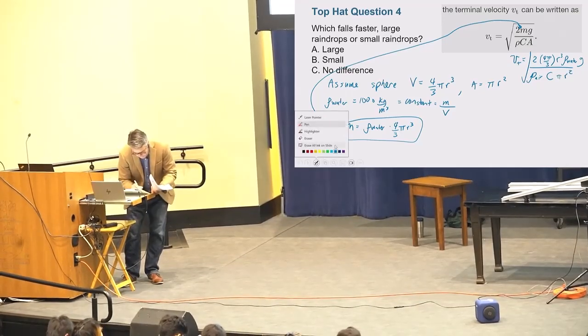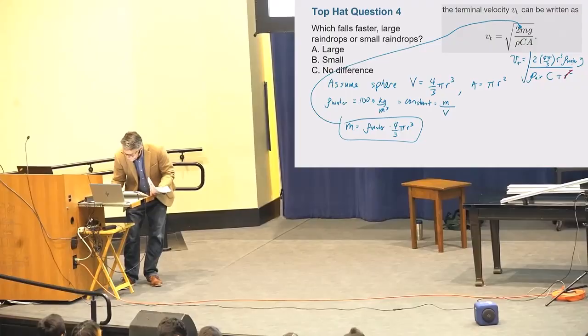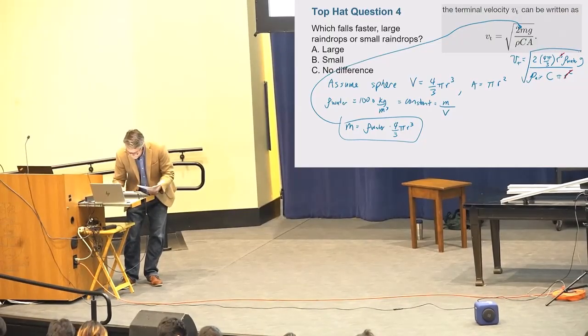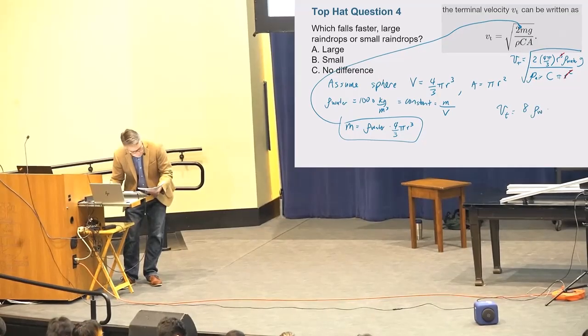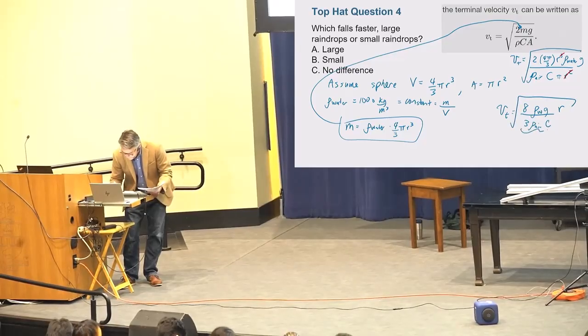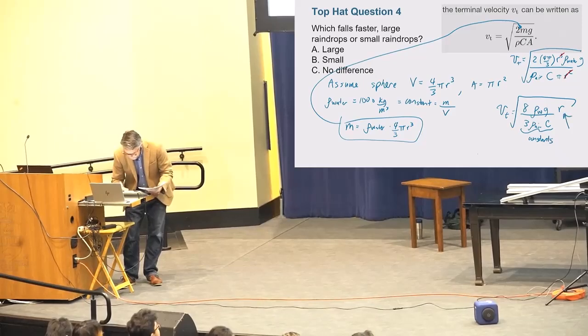So then, if you look carefully, this r squared cancels the r cubed on the top, and you get an r on the top. And a bunch of these other things cancel out, but I got that v terminal is equal to something like 8 times rho of the water times g times r divided by 3 times rho air times C. So there's a bunch of constant things, constants, times r. Bigger drops fall faster.